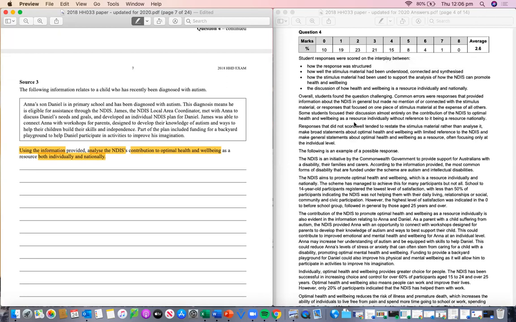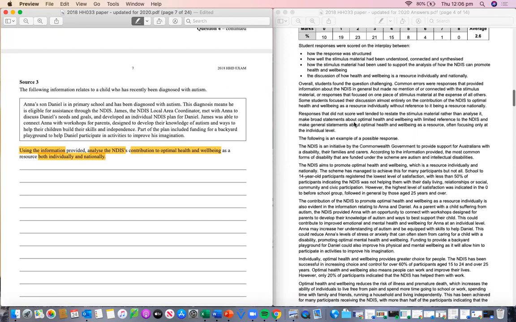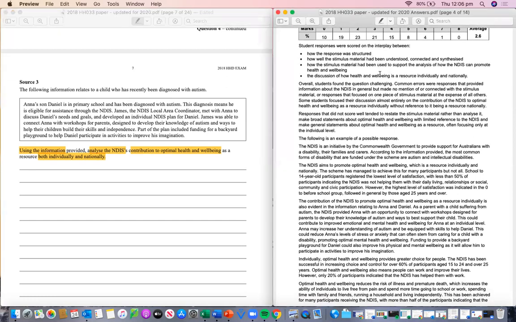How students were actually marked was based on a variety of things. Firstly, how the response was structured. Second, how the stimulus had been understood, connected and synthesized. The third point was how the stimulus material was able to support the analysis of the NDIS program and how it can promote health and well-being. The fourth part was a discussion of how health and well-being is a resource individually and nationally.